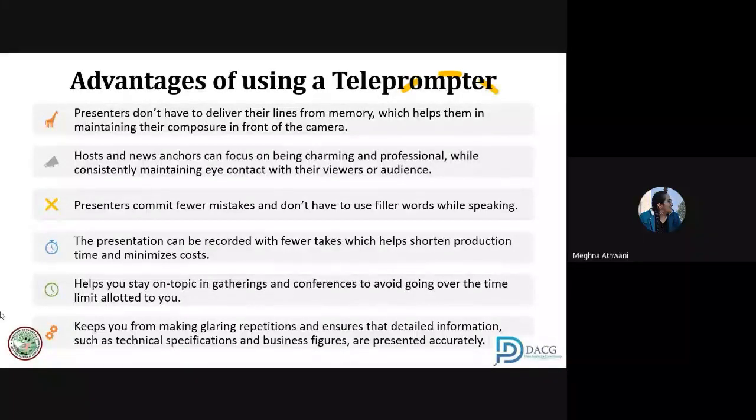Helps you stay on topic in gatherings and conferences to avoid going over the time allotted to you. I don't know whether you know or not, in the Oscars, now they are allotted a time. In many award functions, now they have started allotting 30 seconds, 1 minute or 2 minutes for your speeches. In fact, when you go to conferences, you have 2 minutes, you have 3 minutes. You cannot go beyond that. How do you do that?